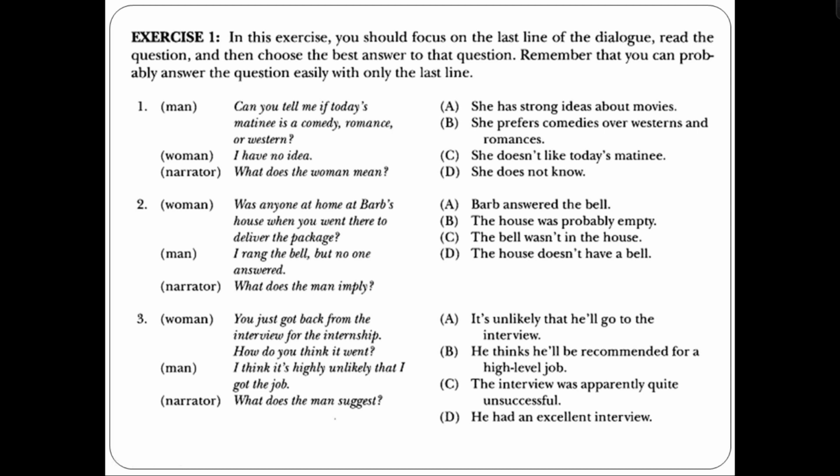Now let's go to number 3. You just got back from the interview for the internship. How do you think it went? I think it's highly unlikely that I got the job. What does the man suggest? Let's focus on the second line: I think it's highly unlikely that I got the job. What does it mean? Do you know what unlikely means? Now let's go to the answers. A, it's unlikely that he'll go to the interview. B, he thinks he'll be recommended for a high-level job. C, the interview was apparently quite unsuccessful. D, he had an excellent interview.